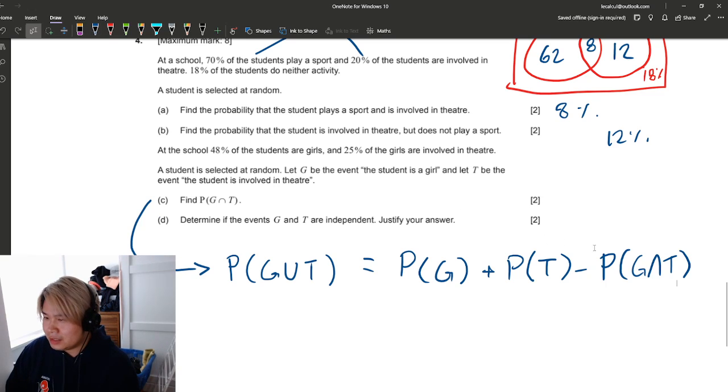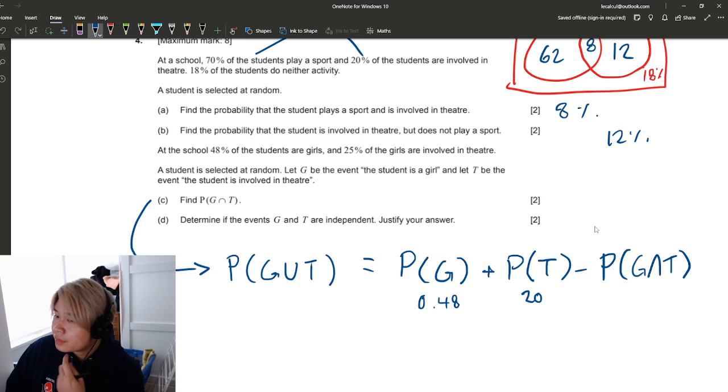Anyways, the reason why I write this formula is that it does have this specific part that I am interested in. And I do know what these two things are, right? It's the probability of being a girl, which is 48. Probability of being theater. So I'm just going to put these values in. This is 0.48. This one right here is theater people, which is 20. And then we want to find out this, and then we know this. 25% of the girls are involved in theater.